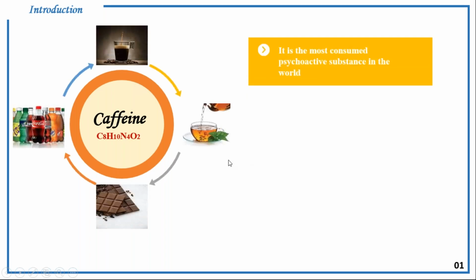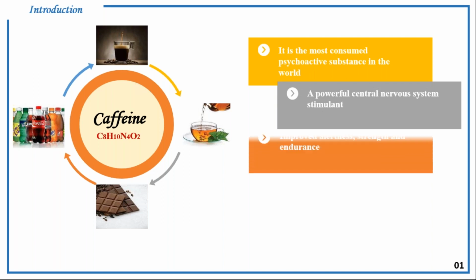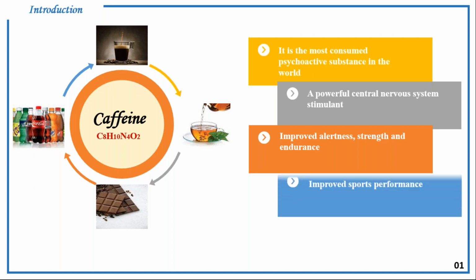So we begin with caffeine. What is caffeine? Caffeine is the most consumed psychoactive substance in the world. We can find caffeine in coffee and tea, also in chocolate and in soda. Also, caffeine is a powerful central nervous system stimulant. And caffeine could lead to improved alertness, strength, and endurance. In addition, it could lead to improved sports performance.